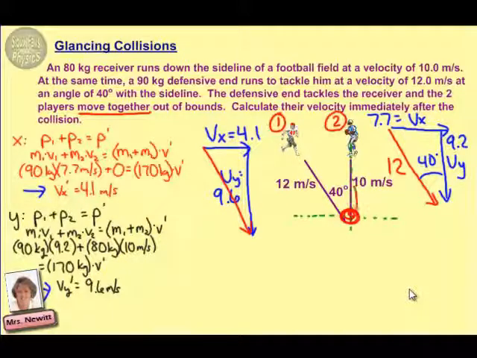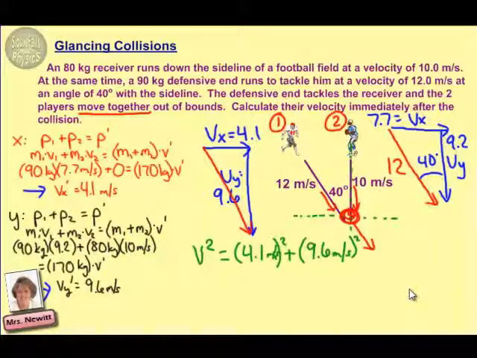Our initial player was coming in the vertical direction. The tackler was coming in like this. It does seem reasonable that they would be traveling in that general direction when they're done. So let's take a look at what the math would be to find that resultant velocity. We'll be going back to just the Pythagorean theorem. We have our x component, which is 4.1 meters per second, and our y component, which is 9.6. Calculating the resultant velocity from that, we get a final answer of 10.4 meters per second.